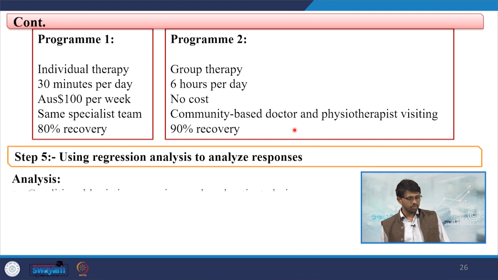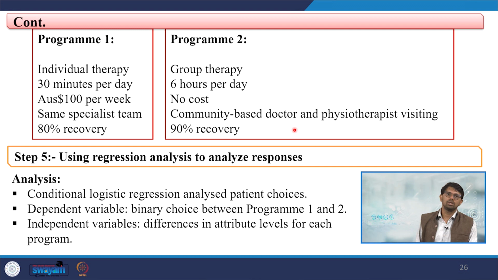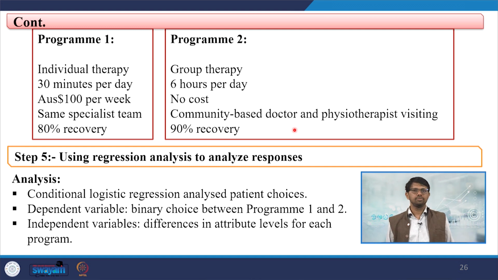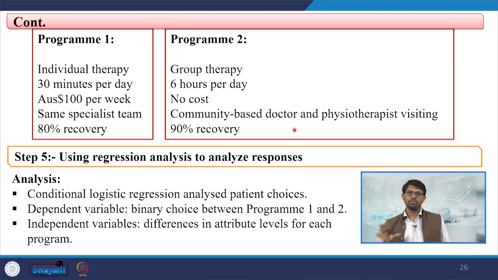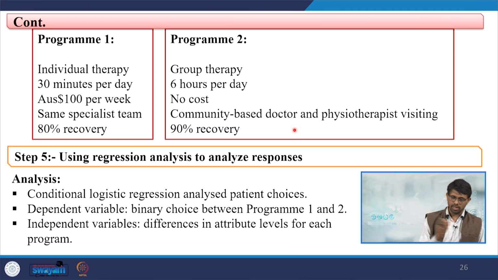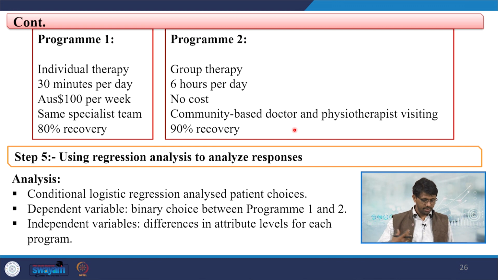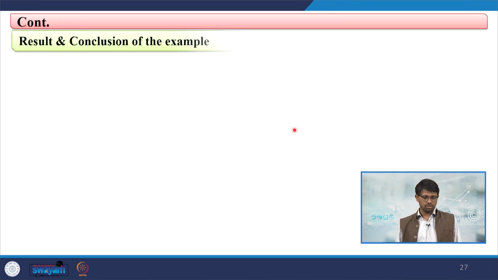Indicators are derived. The final step is to understand the regression analysis through the responses. Analysis is made through conditional logistic regression to analyze patient choices. The dependent variable was of course the binary choice between program 1 and program 2. So, hence it is a binary choice. The independent variables are the attribute labels for each program which I already mentioned.